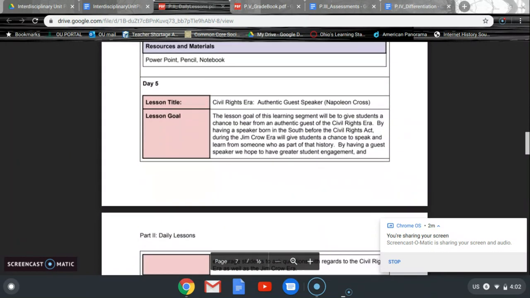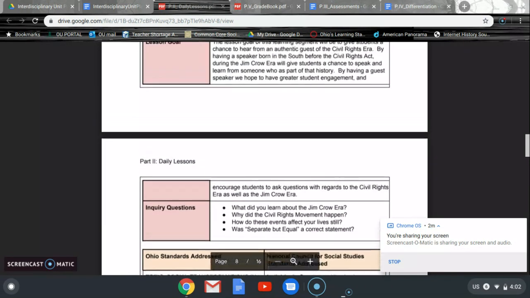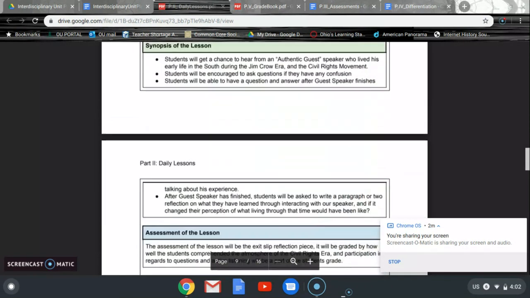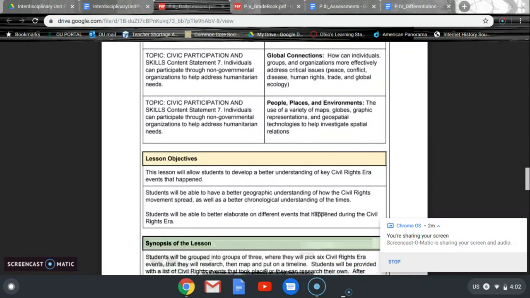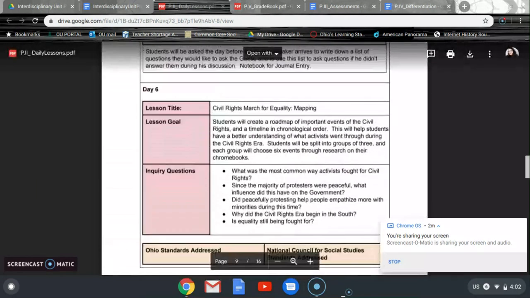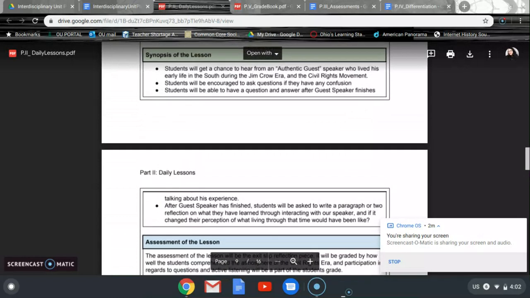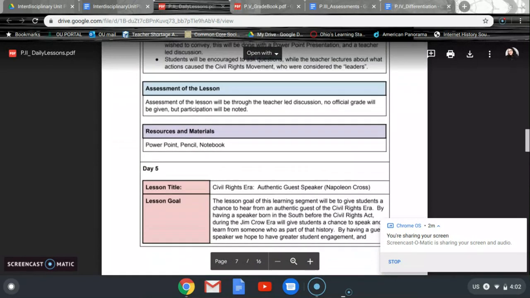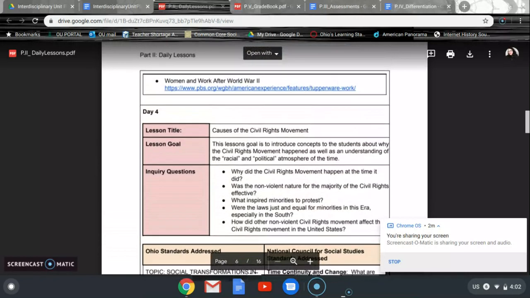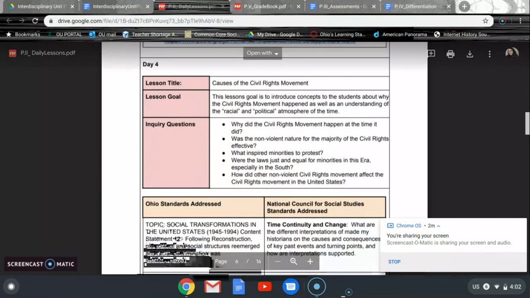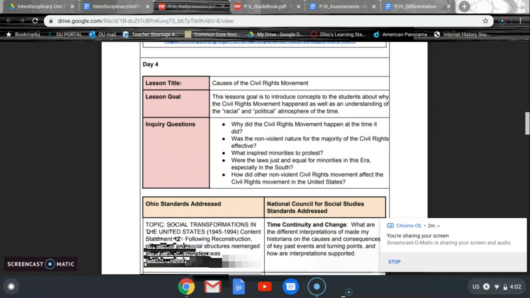5, 6, and 7, we are talking about the civil rights movement. And day 8, we're talking about the women's liberation movement. And day 9, outcomes. And then in 10, we're bringing that all together for students to analyze how those changes actually affected American life.